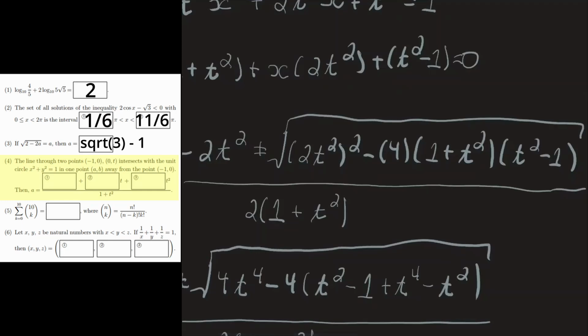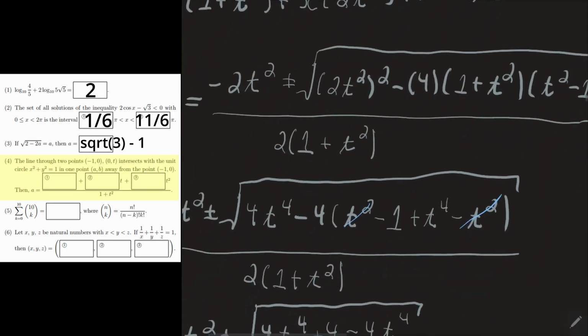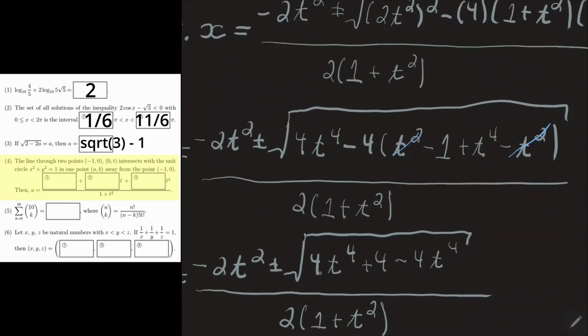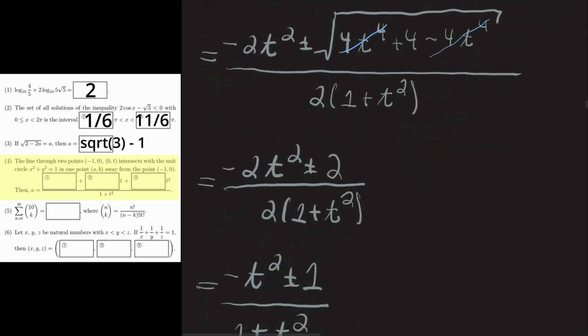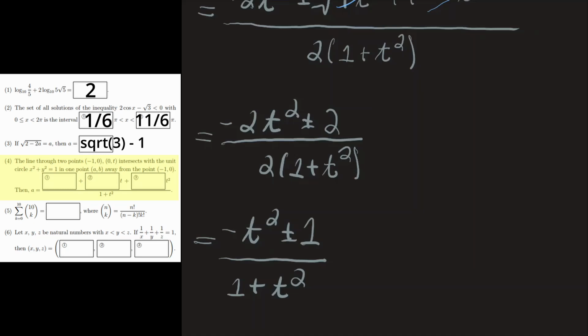So once you expand a little bit here, you will see that inside of these brackets, t squared cancels out with minus t squared. And then you get this, and then you see that 4t to the fourth cancels out with minus 4t to the fourth. And so we end up with just the square root of 4. And so we get this right here. And then if you divide the numerator and the denominator by 2, we just get negative t squared plus or minus 1, divided by 1 plus t squared. And the question asks us for a as a fraction with the denominator 1 plus t squared. So that's how we know we're definitely on the right track.